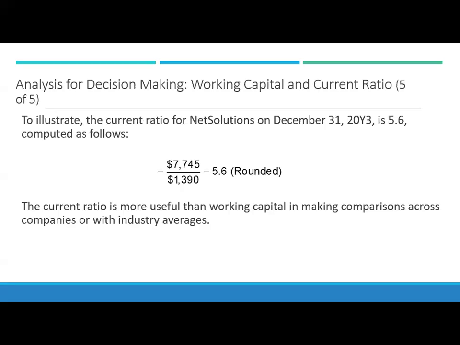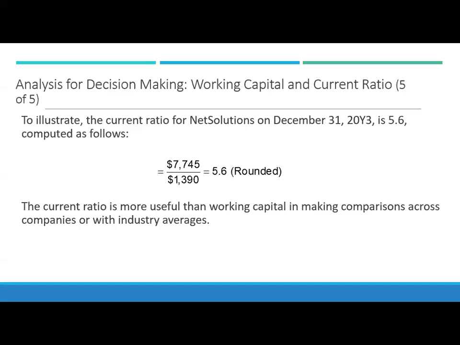So for example, this company's current ratio is 5.6, which means that they have 5.6 times more current assets than current liabilities. They're very able to pay off everything due within a year just with the amount on hand.